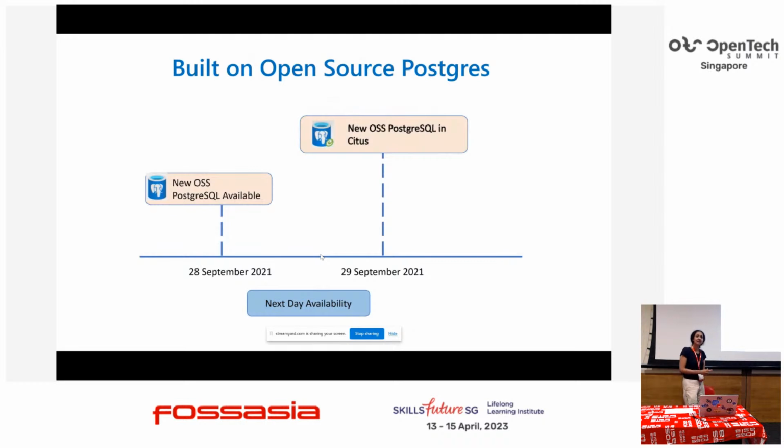The other thing, when I say key differentiator, is the next-day availability of the open source PG version. Whatever version is available will be available on Citus right there.